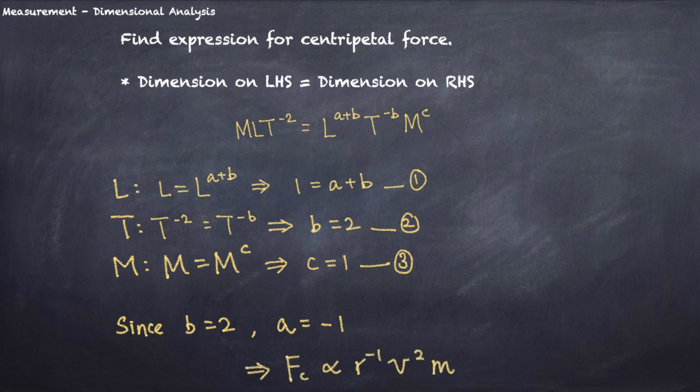Putting them back into our general expression, we get Fc is proportional to r to the power of minus 1 times v to the power of 2 times m, or m v squared over r. Now we can put a nice box around our answer.